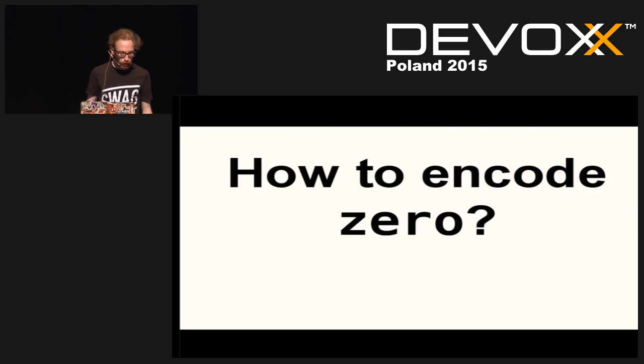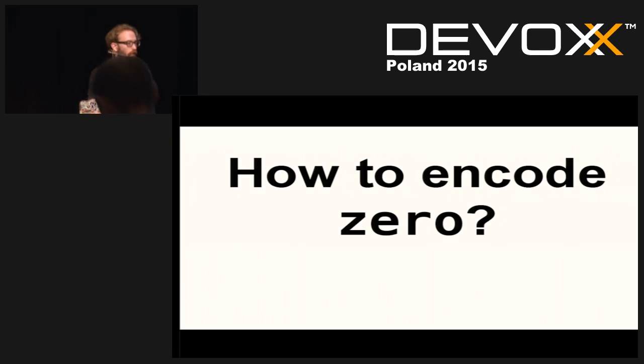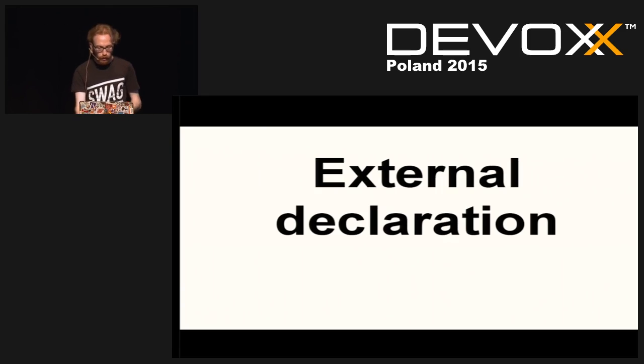Another problem is, how can I encode the 0 with the monoid? Since the monoid is declared as a trait extended by the monoidal values, I can't create a value out of thin air. The solution for all these problems is to have external declaration. You have your data type, you have your behavior, and you declare externally how your data type behaves.